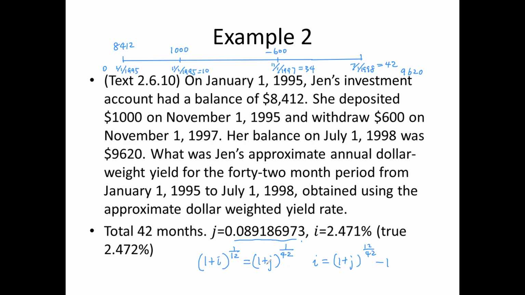This is the monthly thing. It's 1 plus the monthly effective rate. Both are 1 plus monthly effective rate. We're already using J, so maybe we can use 1 plus J to the 12 over 42, which means it's monthly, the monthly effective rate. All right, so we calculate this I as 0.02471, which is about 2.47%. So this is the approximation of the dollar weighted yield rate.